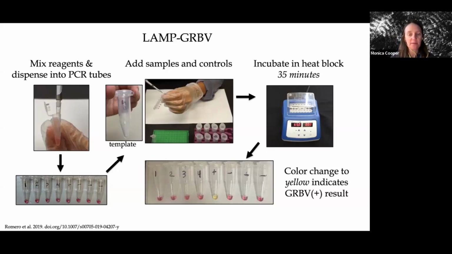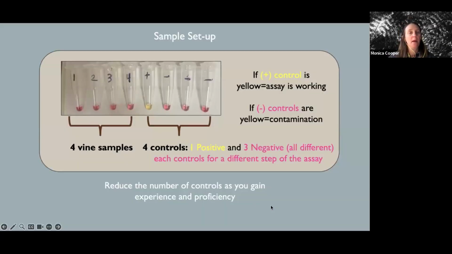During that time is when the amplification is happening, and that will result in the color change. Once you pull them out of the heat block, anything that has a yellow color in the tube means it's a positive. All of our samples, which are numbered 1 through 4, did not have the virus present in them, and so the master mix did not change color; it stayed pink. And it's really important here that all of our negative controls also stayed pink.